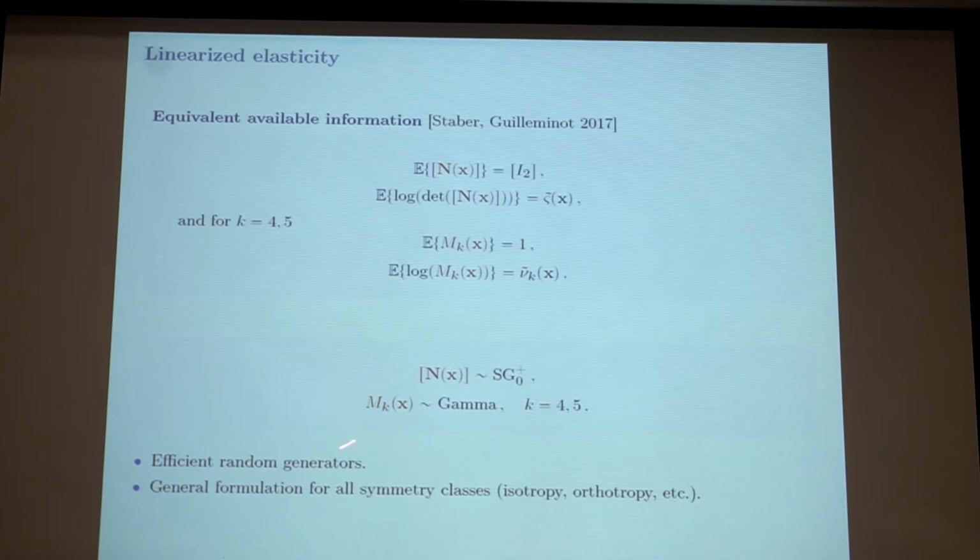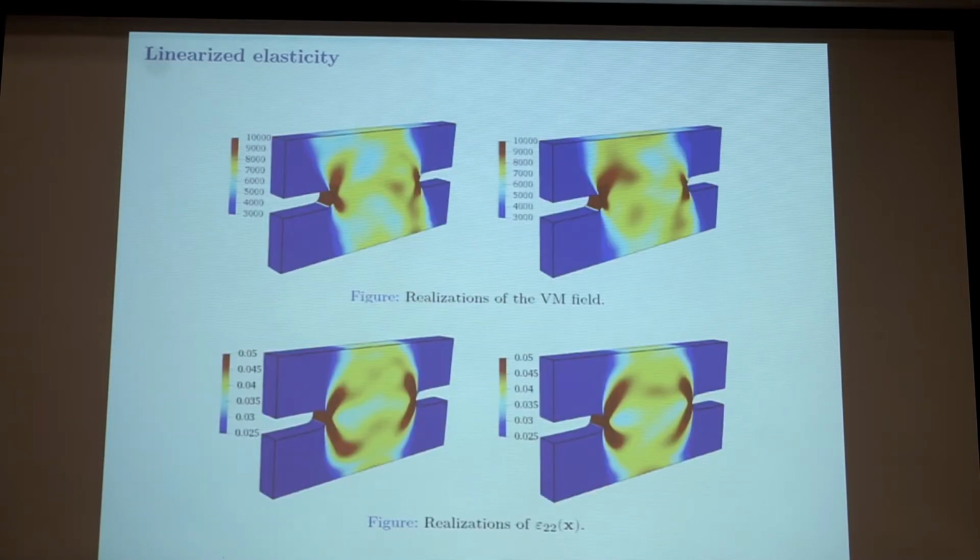And it should also be noted that this trick can be generalized to all symmetry classes ranging from isotropic symmetry to triclinic symmetry. So as a very small numerical illustration, we use this random field model for a composite plate made of 32 plies. And here you can see 2 samples of the von Mises field and 2 samples of the 2-2 component of the deformation tensor in the composite plate.